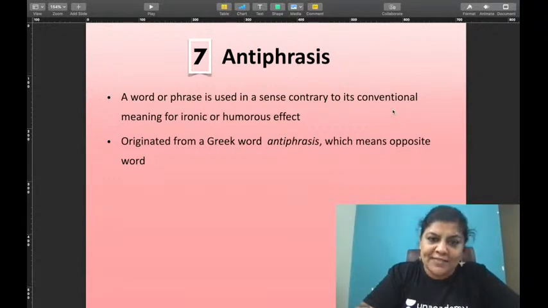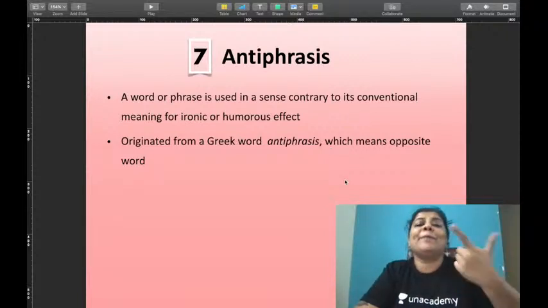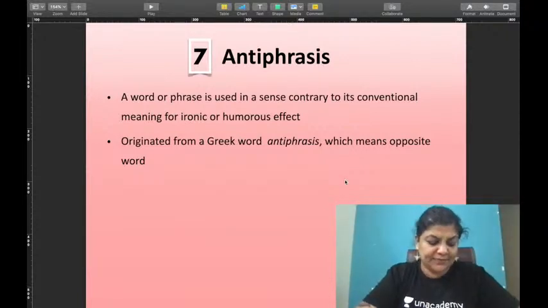Okay. Then antiphrasis. A word or phrase is used in a sense contrary to its conventional meaning. You know, antiphrasis means a word or phrase is used in opposition to its usual meaning. In opposition to its usual meaning.